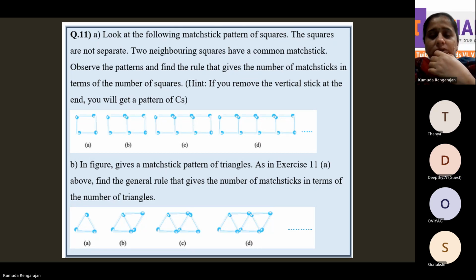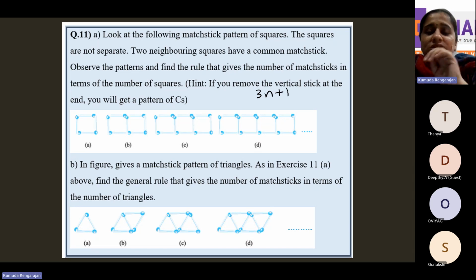Yes, ma'am. So now you have made the rule. See, it's like magic. You have a magic wand with you: 3n plus 1. Your friends don't know this. So a friend comes to you and says, I want to make a pattern with 20 squares. That is, in the 20th position, you will have 20 squares.